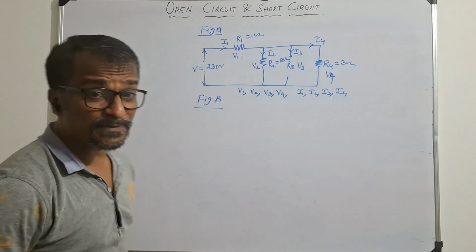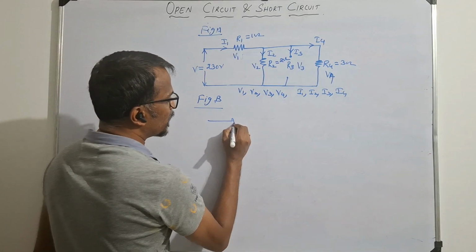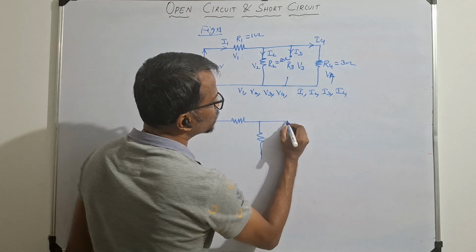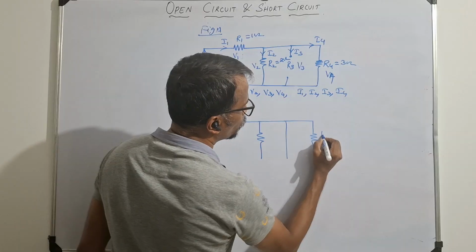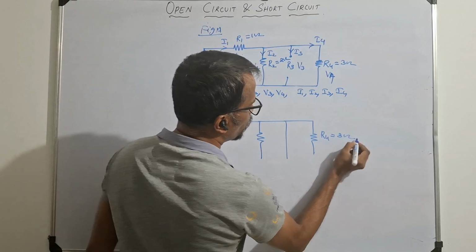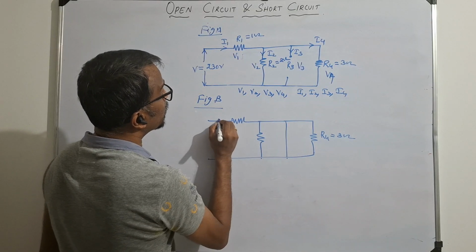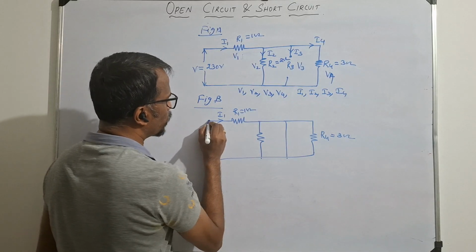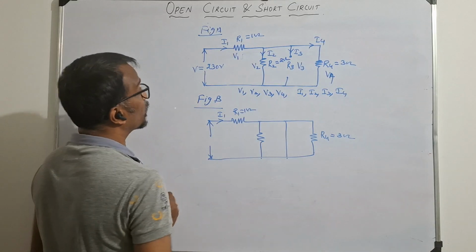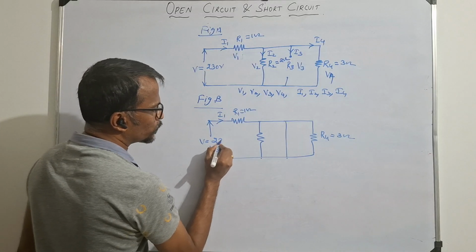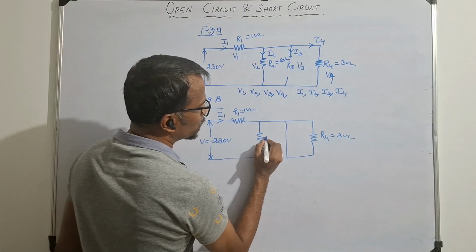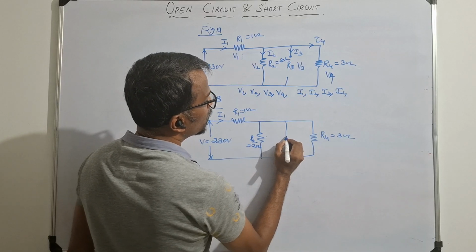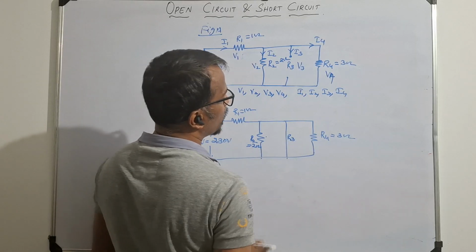Now you take the same circuit. Here we can have a resistance and here a resistance. We have a short and resistance R4. R4 is 3 ohm. Then you can take this current I1. So R1 is equal to 1 ohm. The same voltage we have given, V is equal to 230 volt. Therefore, here the resistance is R2 equal to 2 ohm. Here you can take resistances R3 and R4.